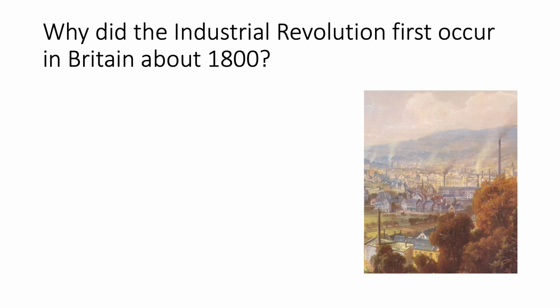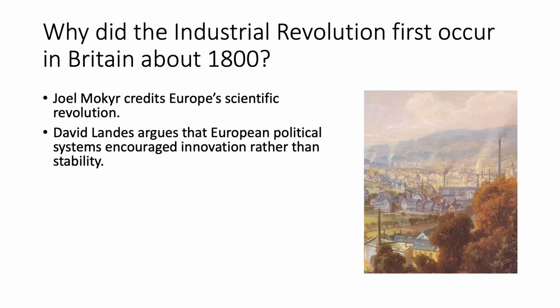Now, why did the Industrial Revolution first occur in Britain in about 1800? So Joel Mokyr credits the European scientific revolution, thinking about the Enlightenment that occurred a century before. So we had this major production of scientific knowledge in that period, and the Industrial Revolution is simply the transformation of that scientific knowledge into practical use.